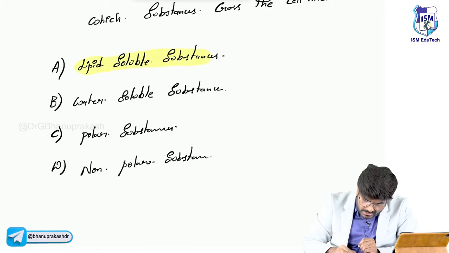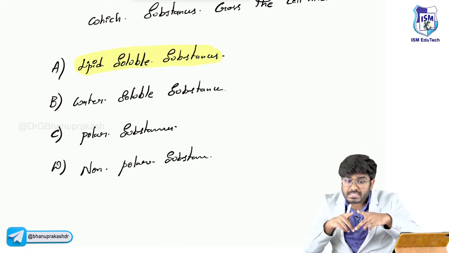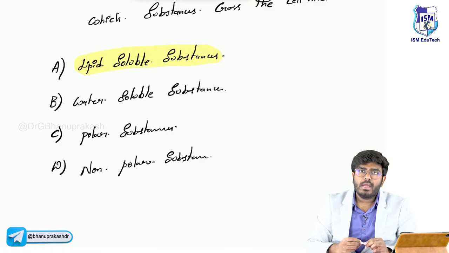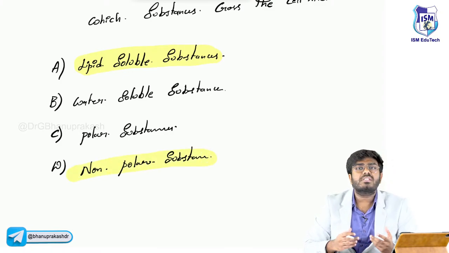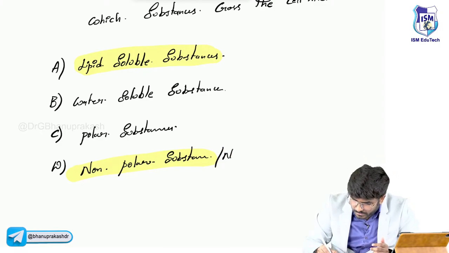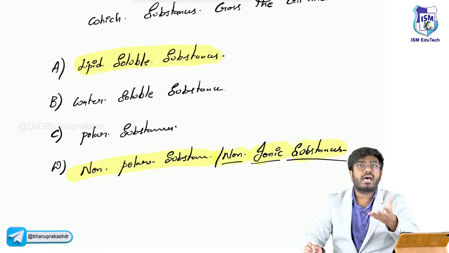Yeah, lipid soluble substances. Those substances which are lipid soluble will easily cross the cell membrane. And you can also say non-polar substances. What are the non-polar substances? Non-polar substances are the substances without any charge, non-ionic substances. So, that substance which does not have any charge.